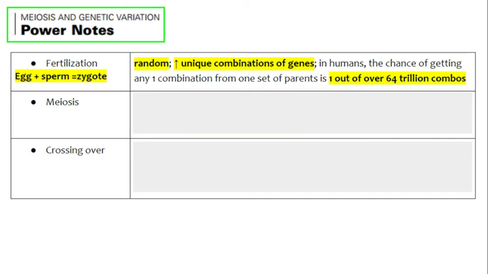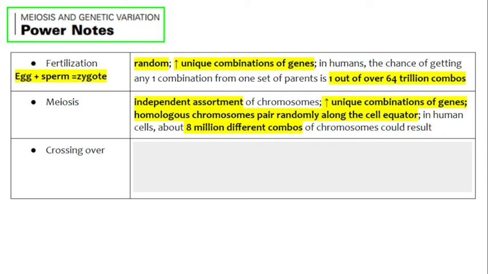The thing about fertilization is it's totally random. It just depends on which sperm fertilizes the egg first. And if it had been a different sperm that fertilized the egg that became you, you could be sitting there listening to me with different traits. You could have different hair color, eye color. You could even be the opposite sex. And so random fertilization increases the unique combination of genes. And the chance of getting any one combo from a set of parents is 1 out of over 64 trillion different combinations. So that creates incredible amounts of genetic variation in offspring.